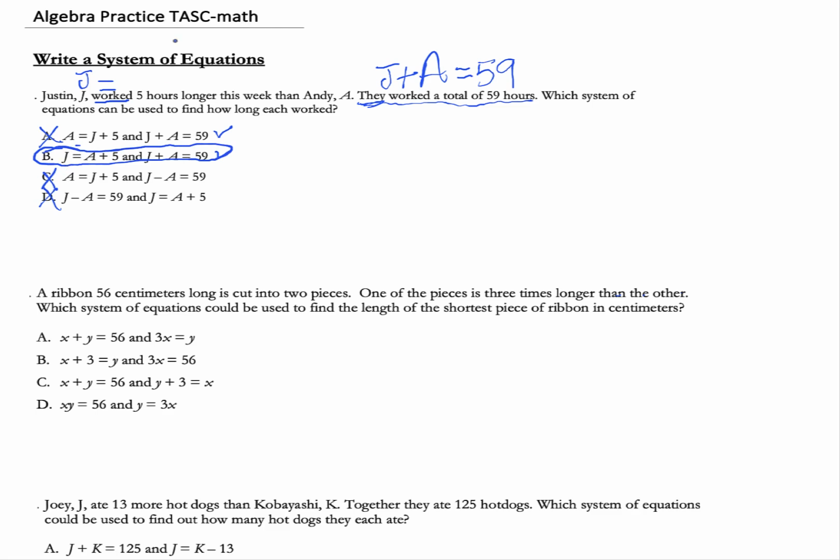But if I did finish it, it says 5 hours longer this week than Andy. So this section here, than Andy, A, that's going to be first. So the A would be first because of the word than. Longer means add. And how many hours longer? 5. So that's where they get the A plus 5.